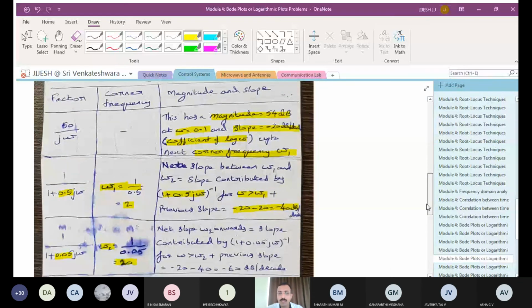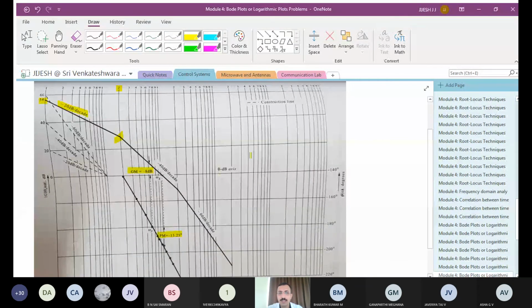So what you will get further is the next slope, omega 2. This has to continue till the next corner frequency, that is 20. When you see the Bode plot, you can see that it is going to continue till the next point. Until that it will be continuing with a slope of minus 40 dB per decade. Further you have to complete the table.